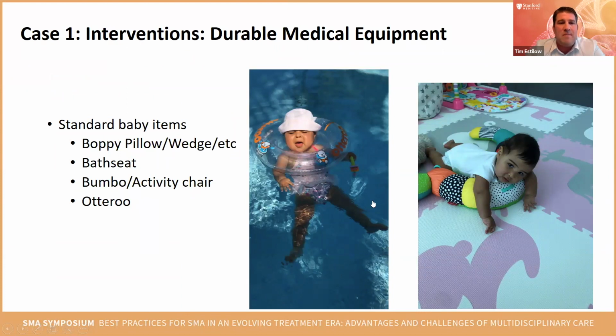All right. So DME here, right? She had standard baby stuff, boppy, a wedge, bumbo, an activity chair, and the otter root here for the pool. So I say this for last because this is really very powerful stuff. Every time we see her in clinic and we see the things that she's doing, it's quite remarkable and very, very different than any SMA1 patient that we've ever seen pre-treatment era.